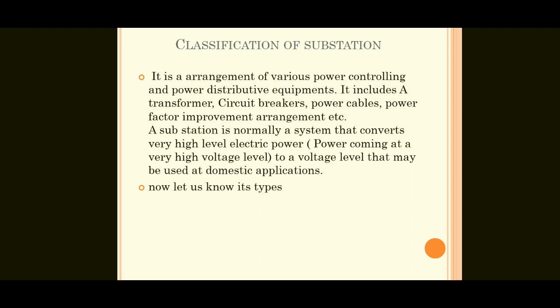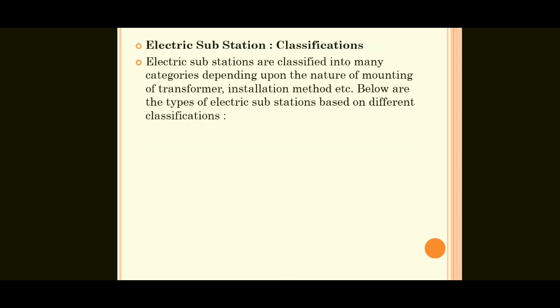So a substation has a number of equipments: transformers, circuit breakers, power cables, power factor improvement, and so many things. It is a combination of all the different apparatus having different applications. Now let us know its types.